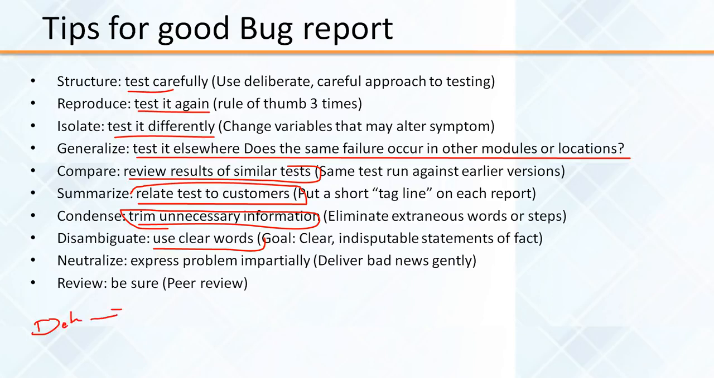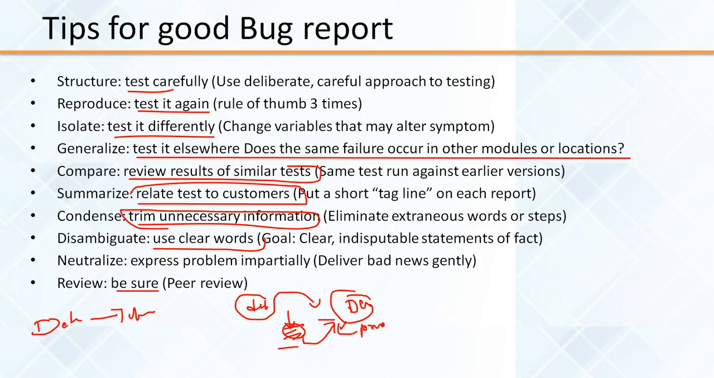So review means be sure. That means we have to review twice or thrice before reporting the defect against the developer. Because whenever we report a defect to the developer, the developer normally feels bad, because whatever they have developed, we have just identified a problem in it. Okay, so that's the reason he will feel a little bit different. So we need to send this defect to the developer in a proper way. We need to follow these guidelines or tips whenever we report defects to the developer.